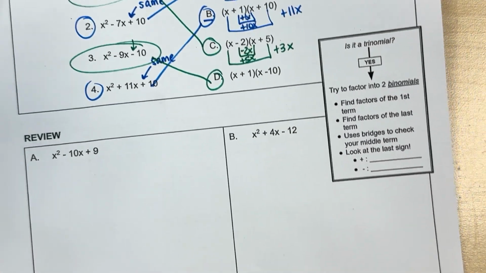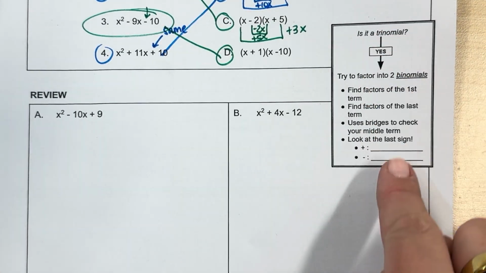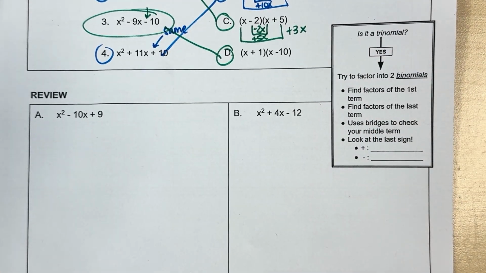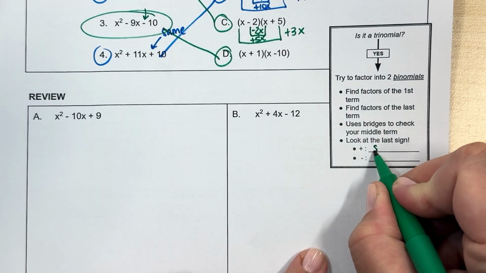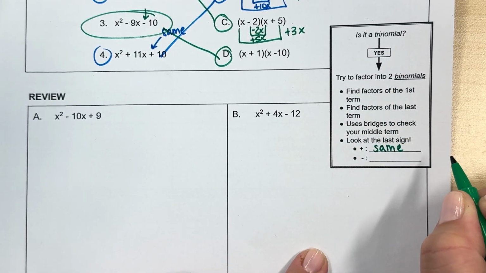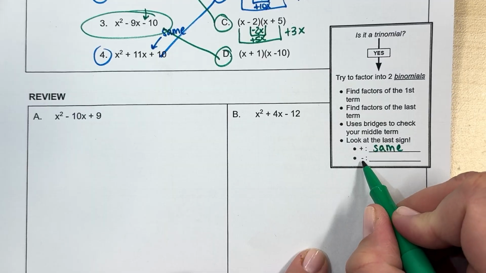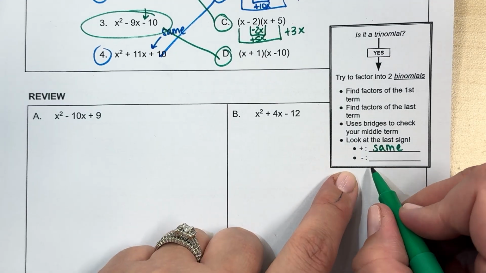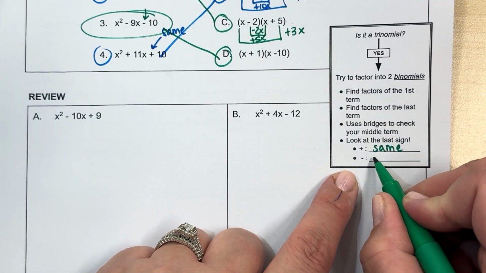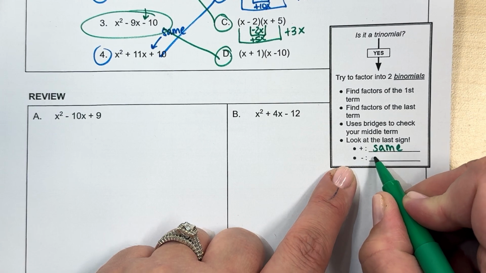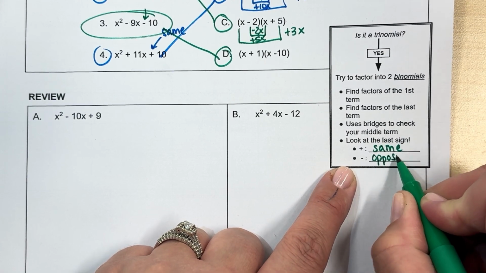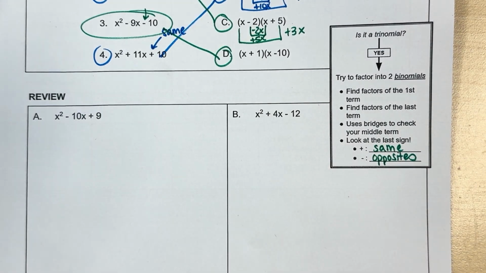Okay, we're going to move on to a review. We have our little rules to live by over here. Remember, if the last sign is positive, that means the signs inside have to be the same when you factor them. If the last sign is a subtraction sign or minus, then that means that the signs inside of the factors need to be opposites, where one is positive, one is negative. So this is a review, and we're building off of this today.